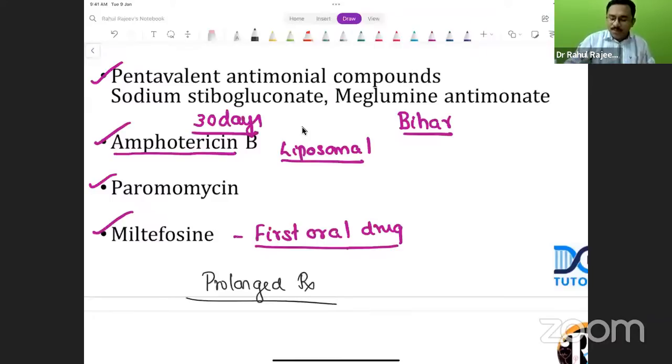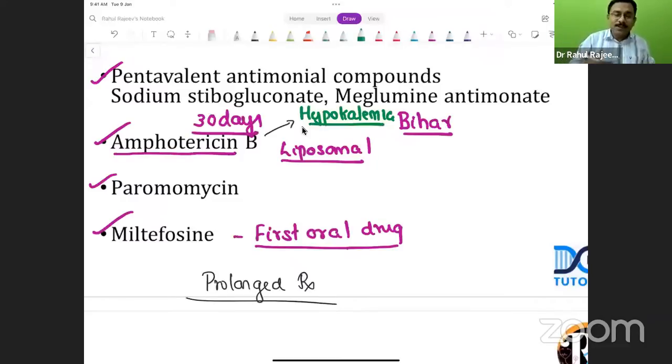Now tell me, MCQ: which electrolyte abnormality do you have to monitor while the patient is on amphotericin? Very important. Previous question, pharmacology question. Hypokalemia. You've got to know this. Invariably, any patient on amphotericin B will develop hypokalemia, which means get ready to supplement potassium. The next day itself, you check the potassium, it will be slightly on the lower side, and you start treatment with potassium supplements.